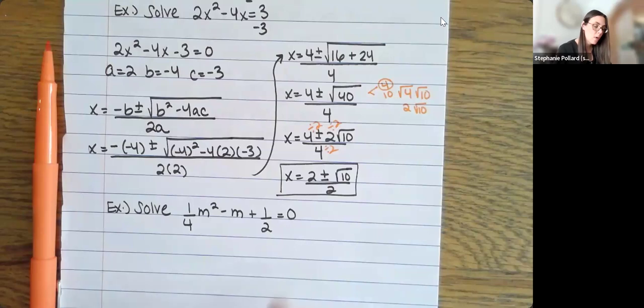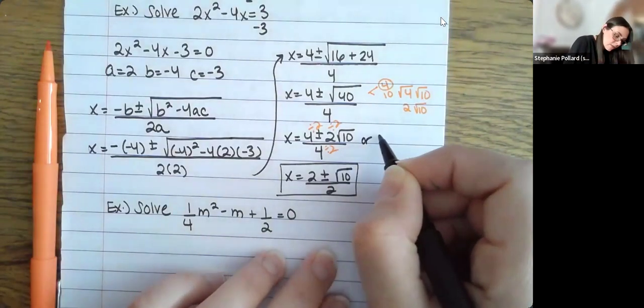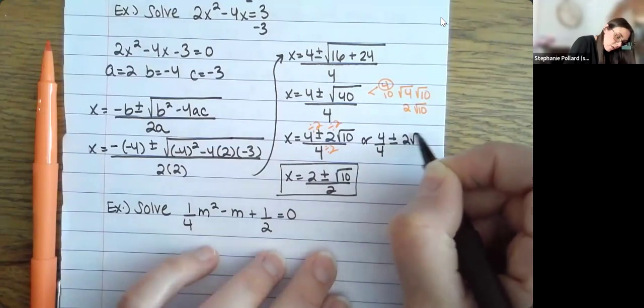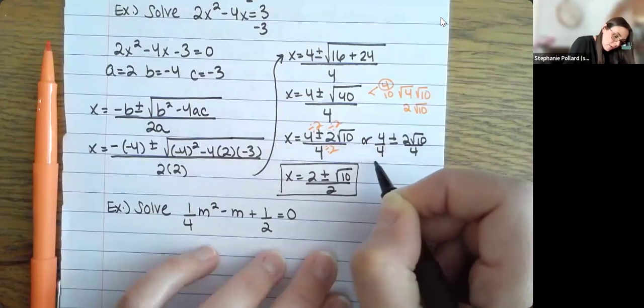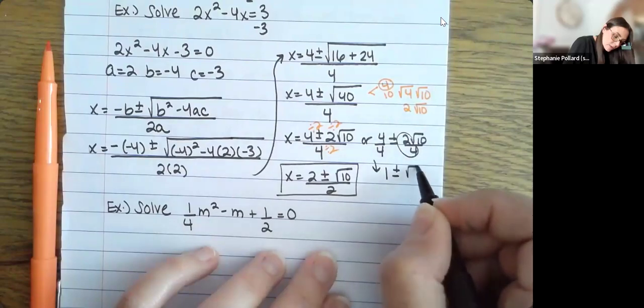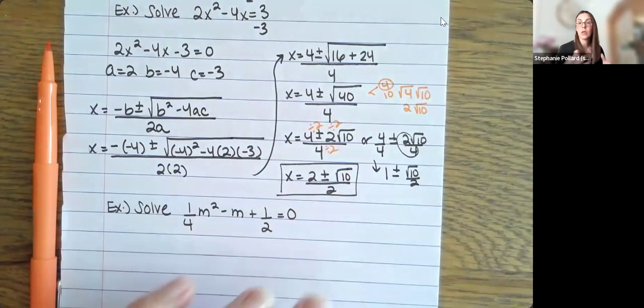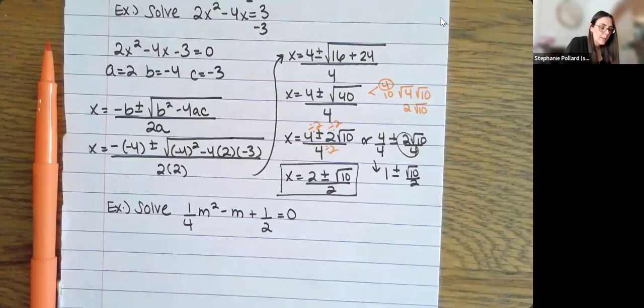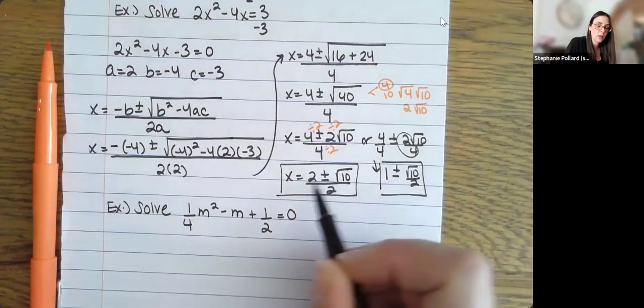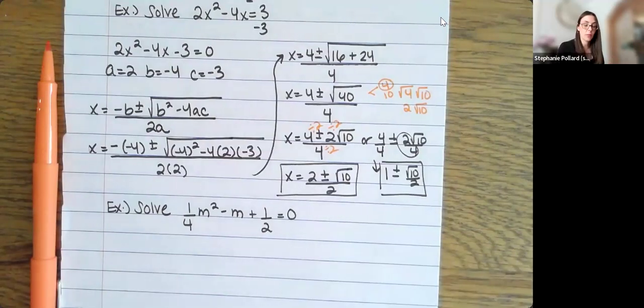Okay. Or if you're struggling with that, what you could also do is break it down into 4 over 4 plus or minus 2 root 10 over 4. And 4 over 4 is 1. 2 over 4 is 1/2, so that becomes root 10 over 2. So you can simplify it that way as well. And then if you wanted to, you could also make the 1 into 2 over 2 to get those common denominators and bring it back to this form here.